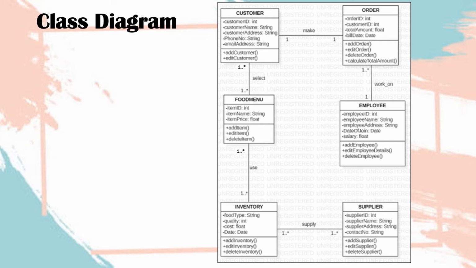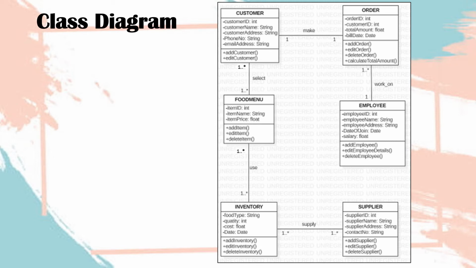For the food menu table, they have 3 attributes which are item ID, item name, and item price. The data type for item ID is integer, item name is string, item price is float. The operators for food menu have add item, edit item, and delete item.